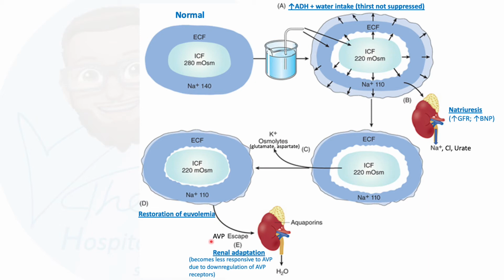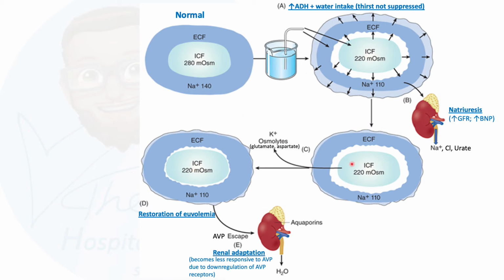And after some time, there's another mechanism that might happen chronically, after a few days, which is AVP escape. Basically, because of the increase in the AVP or ADH, the kidney will realize that this is abnormal, and there will be some renal adaptation in the form of downregulation of the AVP or ADH receptors. So there will be blunting of the effect of the ADH on the kidneys, and that will lead to less water retention, and thus an increase in water excretion. Also, again, to try to compensate more for the volume expansion.